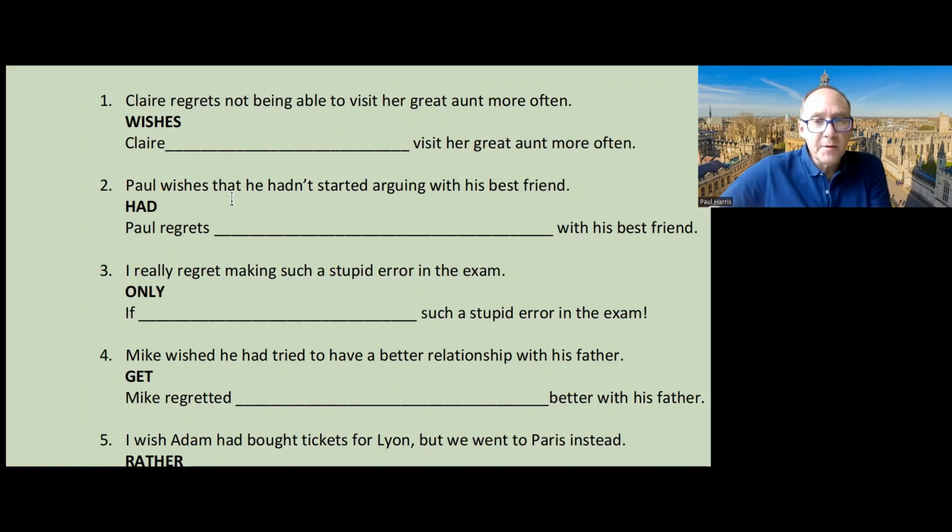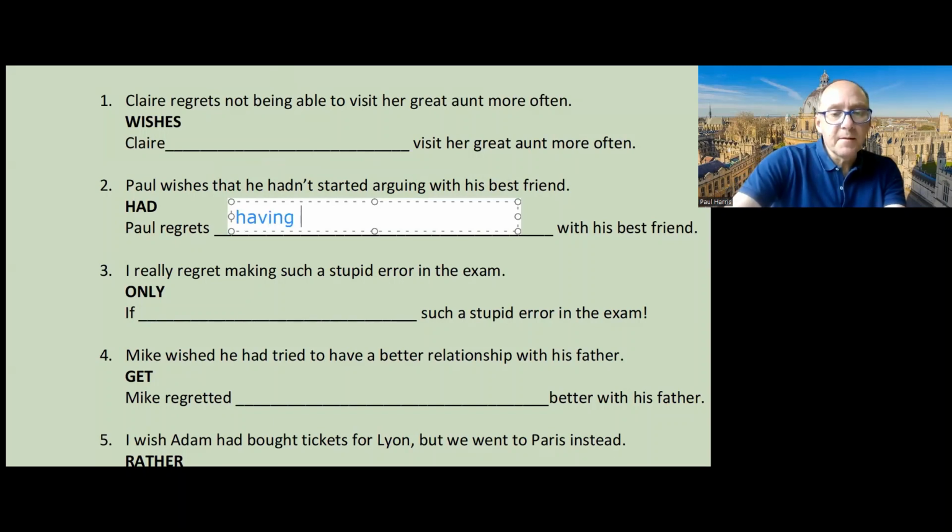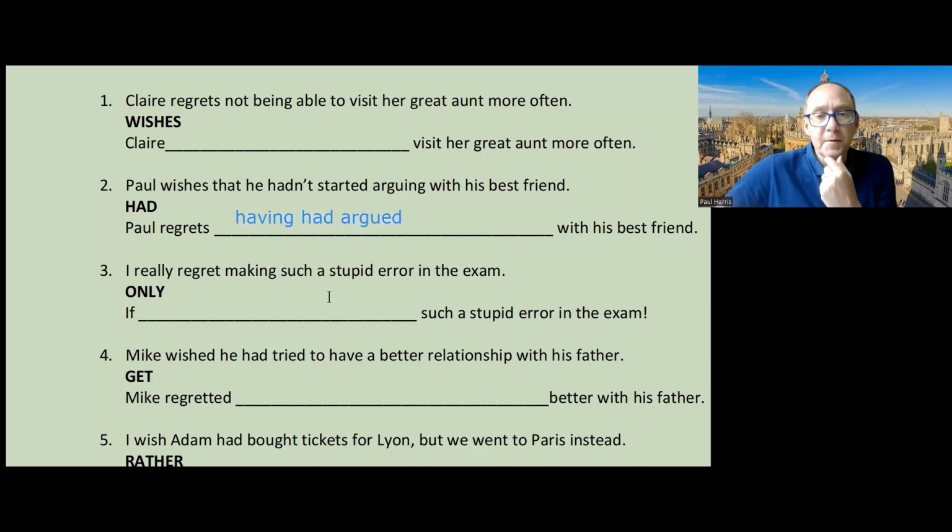So we're going to have to write the sentence. Best friend we've already got here, so we don't have to worry about that part. It's only going to be this part in the middle that we have to look at rewriting, and we know that this is going to be regret plus gerund. So Paul regrets having had argued with his best friend.